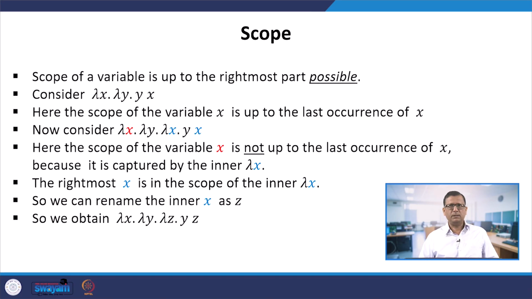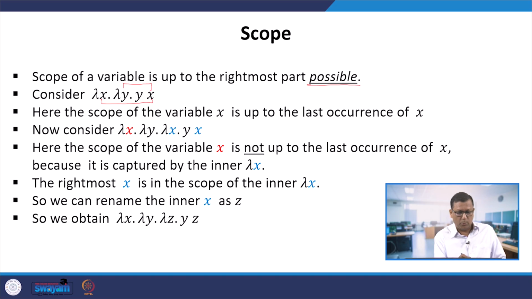Now let us discuss scopes. The scope of a variable extends to the rightmost part possible. So we underline the rightmost part possible. It is not simply the rightmost; we go to the right, but only to the extent possible. Let us explain this. Consider lambda x dot lambda y dot c. First, y's scope is to the rightmost part possible; here it is up to this. The scope of x is up to this, as far as possible.